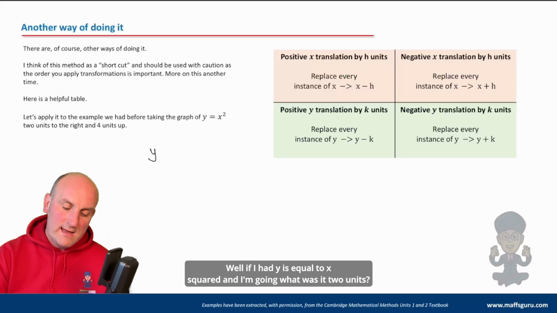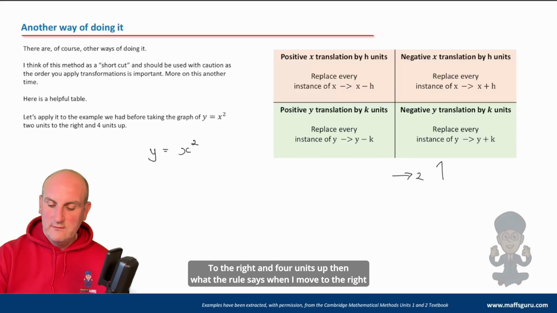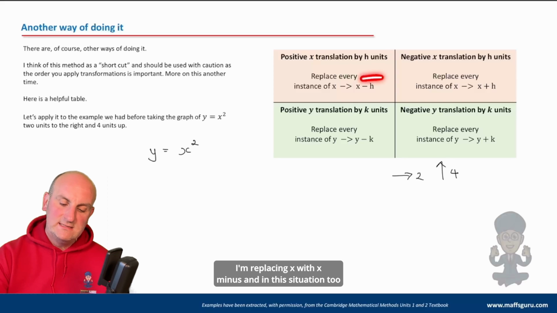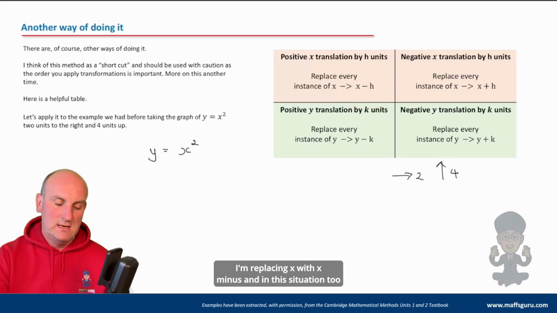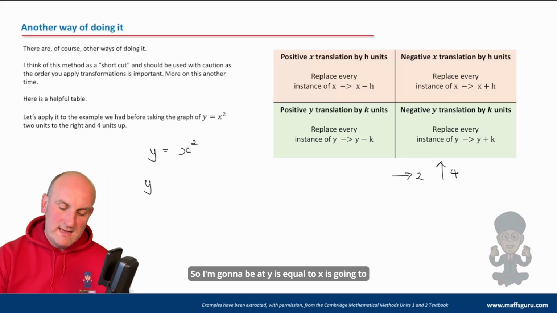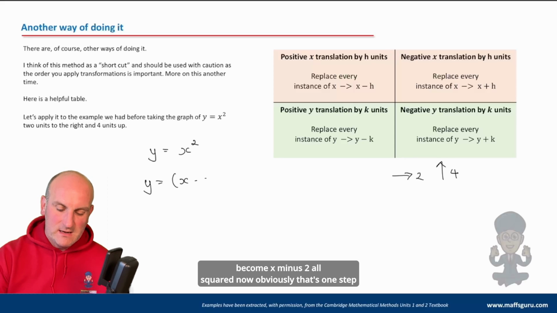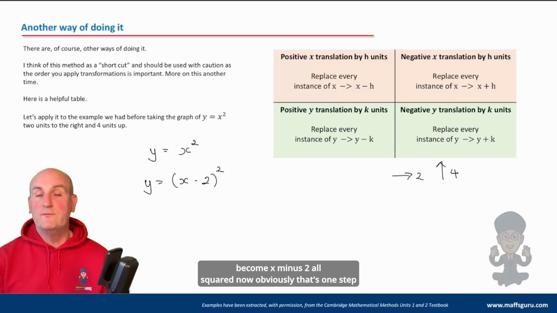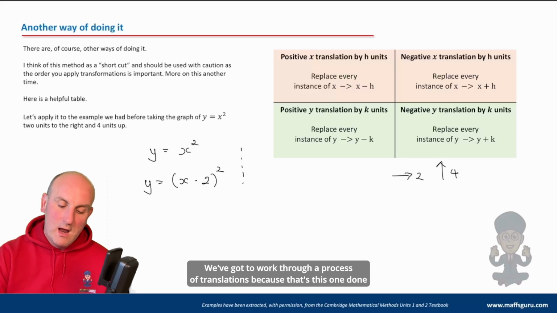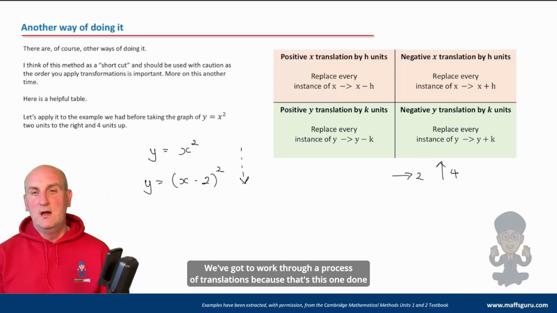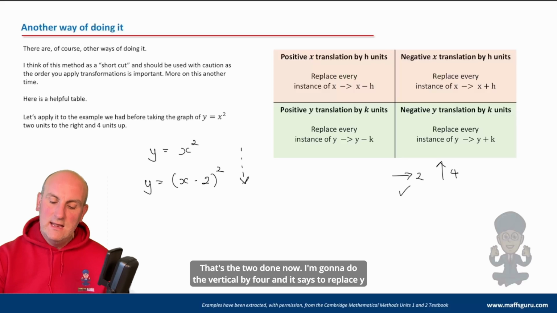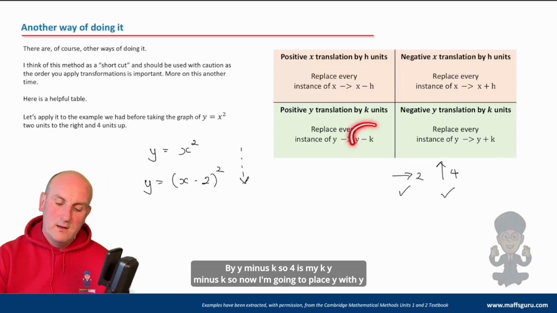Well, if I had y is equal to x squared, and I'm going, what was it, 2 units to the right and 4 units up, then what the rule says, when I move to the right, I'm replacing x with x minus, and in this situation, 2. So I'm going to get y is equal to x is going to become x minus 2 all squared. Now, obviously, that's one step. We've got to work through a process of translations, because that's this one done. That's the 2 done. Now I'm going to do the vertical by 4, and it says to replace y by y minus k.